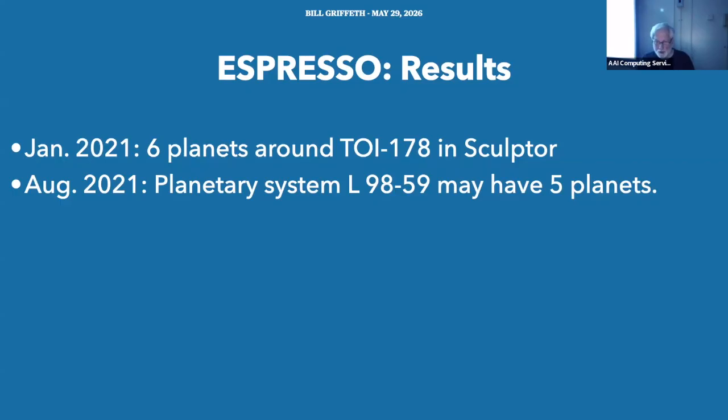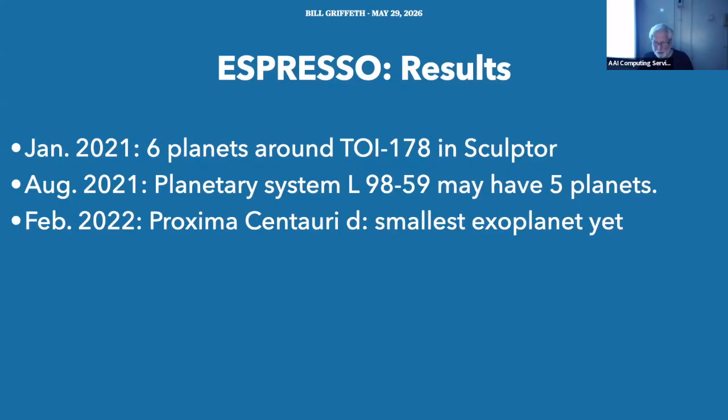So this second line there talks about the August 2021 announcement that the planetary system L9859, 35 light years from the sun, may have 5 planets, one of which may be in the habitable zone and have water. You've heard of the Goldilocks zone. The temperature and the presence of water are crucial for life as we know it.